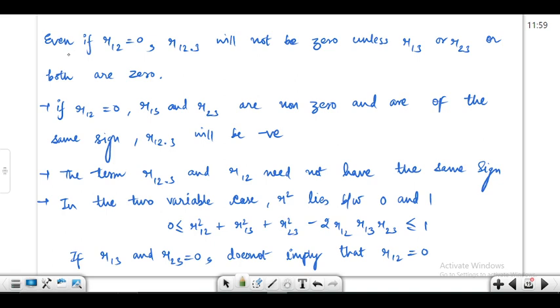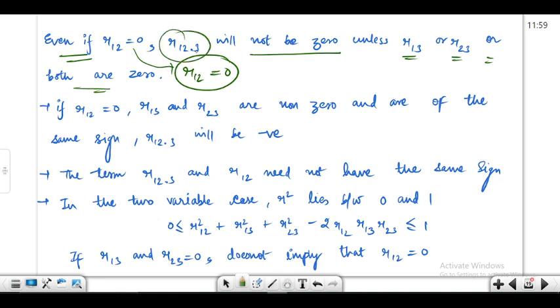Now, even if R12 is equal to 0, R12.3 will not be 0 unless R13 or R23 or both are 0. What it's trying to say is that even if R12 is equal to 0, like the correlation coefficient between the x2 and the y variable is 0, R12.3 might not be 0. So when we calculate the partial correlation coefficient between y and x2 variable by holding your third variable constant, that value might not be 0. So how is this coming? This is coming from this formula itself.